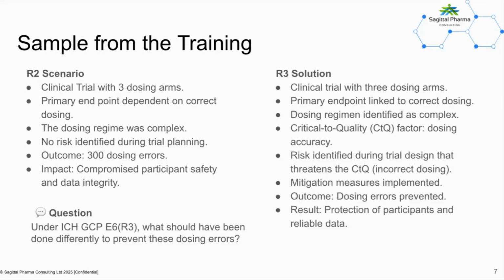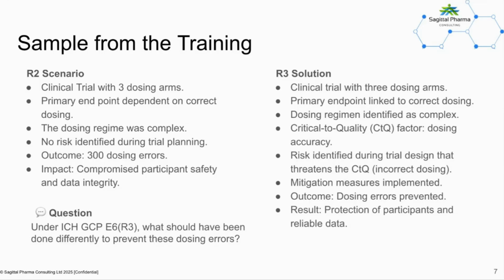This scenario illustrates the shift from reactive to proactive quality management in R3. Instead of discovering problems after they occur, then fixing them after they occur as in R2, risks are anticipated, mitigated, and proportionally managed from the start at the trial design stage and throughout the life cycle of the clinical trial.